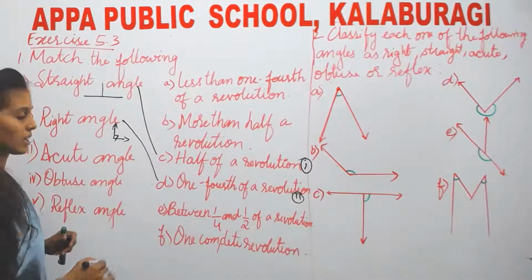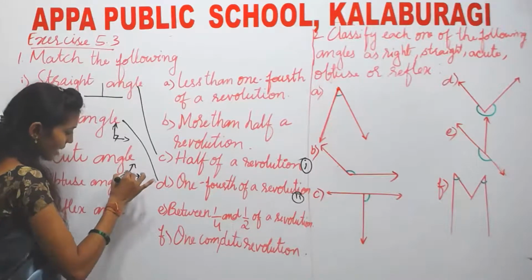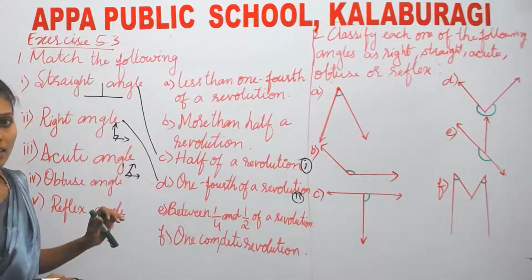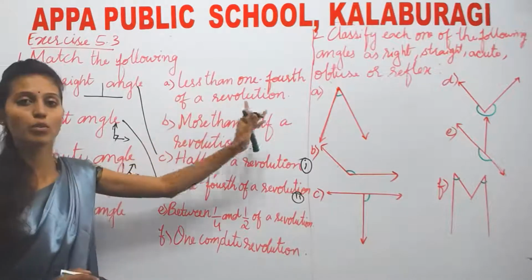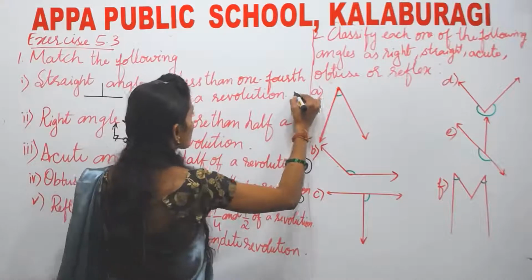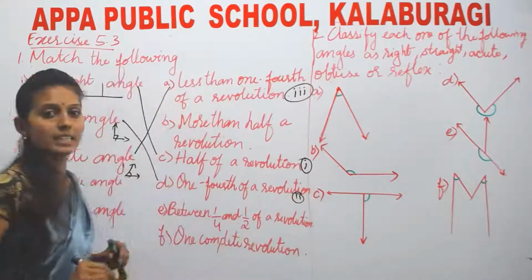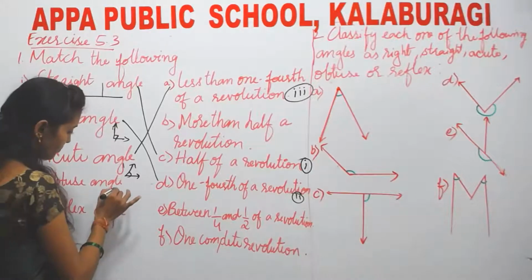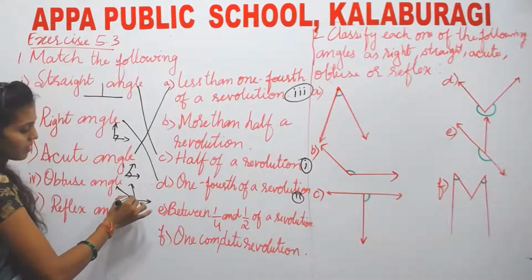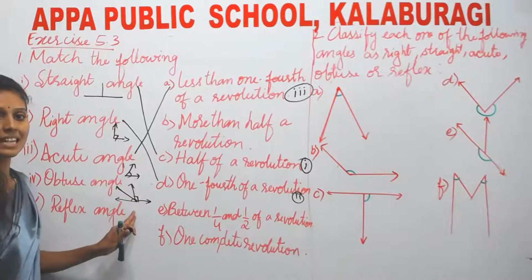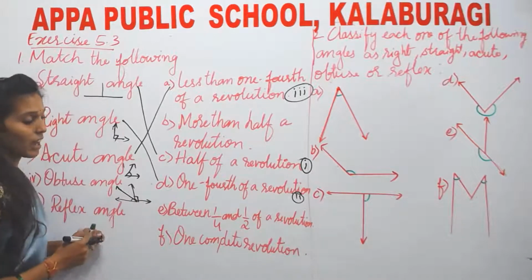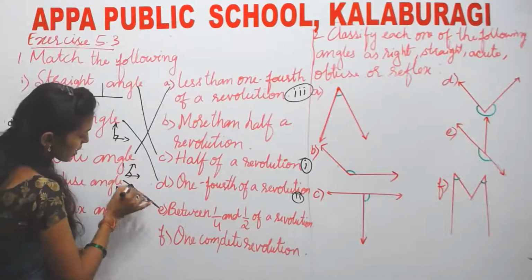Next, acute angle. Acute angle lies between 0 angle and 1/4 of a revolution, less than a right angle. Less than a right angle means less than 1/4 of a revolution, right? So it is less than 1/4 of a revolution. Okay. Next, obtuse angle. This is more than a right angle and less than a straight angle. That is what here: between 1/4 of a revolution and half of a revolution, right? So the obtuse angle will be here.